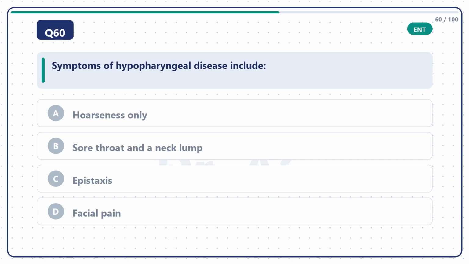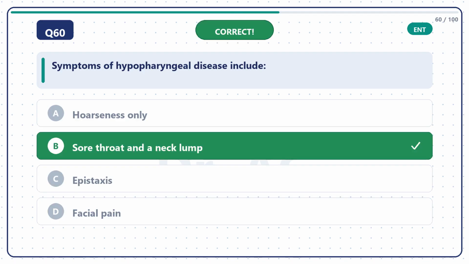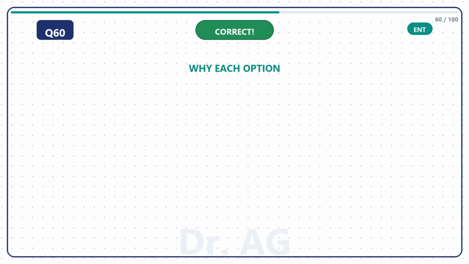Symptoms of hypopharyngeal disease include. Option A. Hoarseness only. Option B. Sore throat and a neck lump. Option C. Epistaxis. Option D. Facial pain. The correct answer is option B. Sore throat and a neck lump. Let's go through the options.